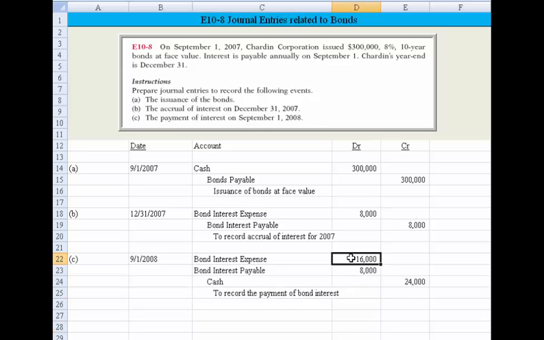Okay, so the only tricky things we had to do is calculate the interest for a partial year, 8/12 here, partial year, 4/12 here, and other than that, this problem is pretty straightforward.